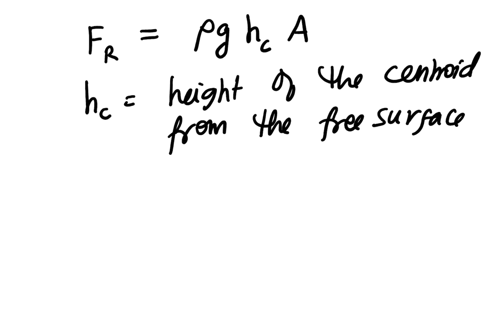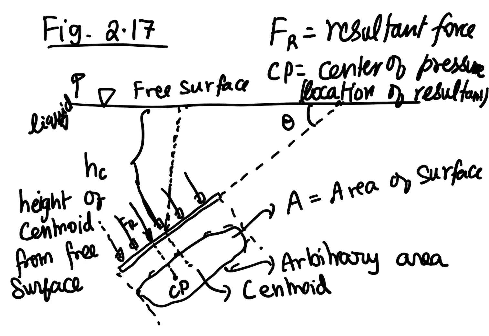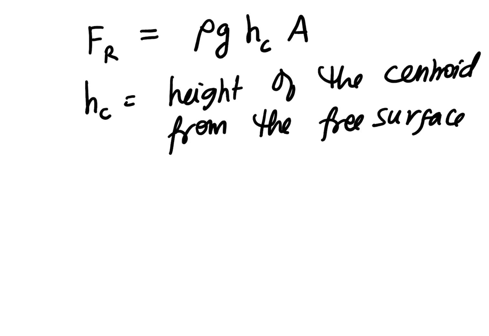Okay, so if you know the angle at which this surface is submerged, you can locate where the centroid of that surface is, and then using that and the principles of trigonometry, you can simply calculate what hc is, and we'll be doing this through examples as we go on.